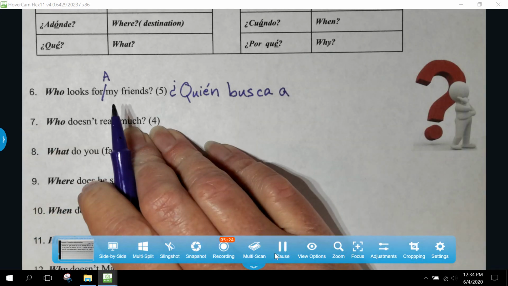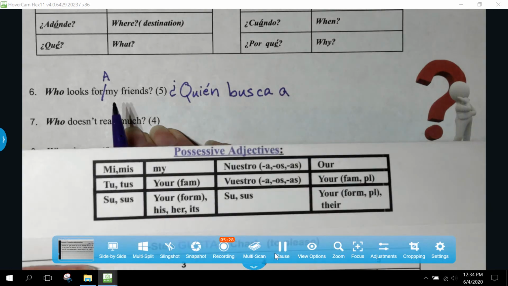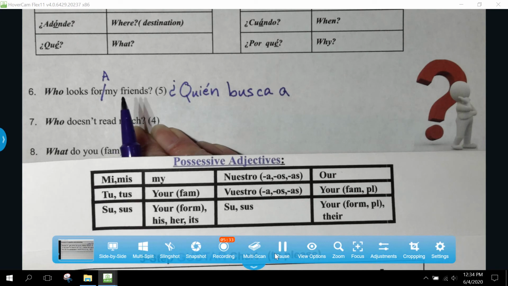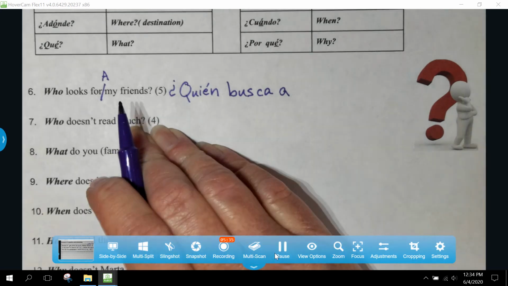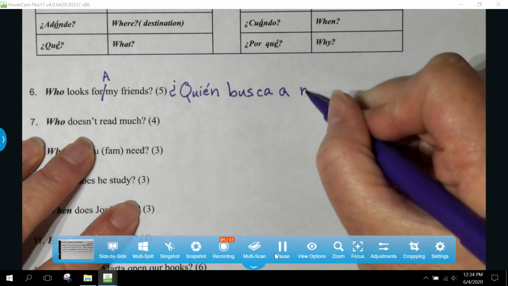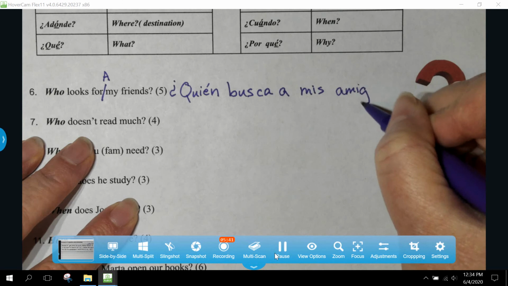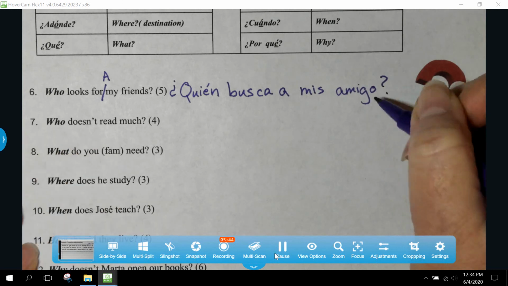She threw right back in there possessive adjectives. So we look at my friends. My can be either mi or mis. Friends is plural, so we need mis. And then amigos. ¿Quién busca a mis amigos?